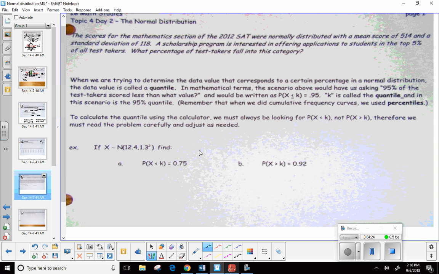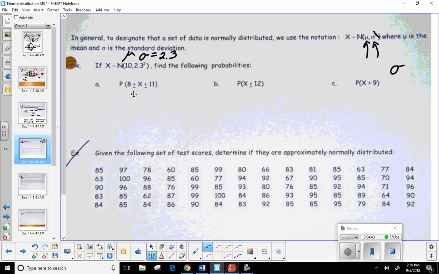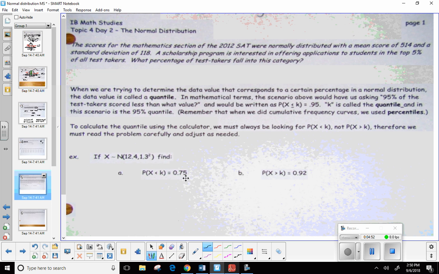It says to calculate the quantile using the calculator, we must always be looking for the probability of an element less than k, not the probability of x greater than k. So you're going to see there's a difference here in these types of problems and these problems. See here, we're already given a range, like an upper and a lower to deal with. We're trying to find the percentage, right? Well, here you're working backwards. We're already given the percentage.